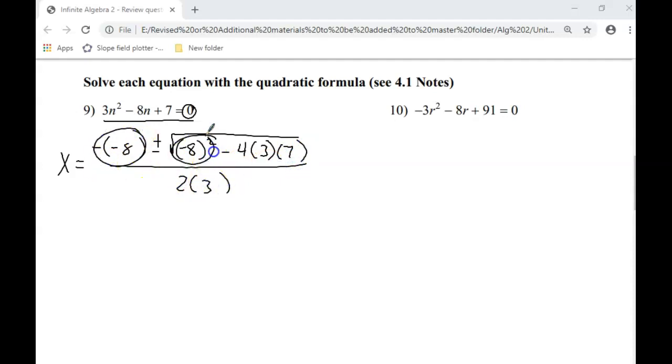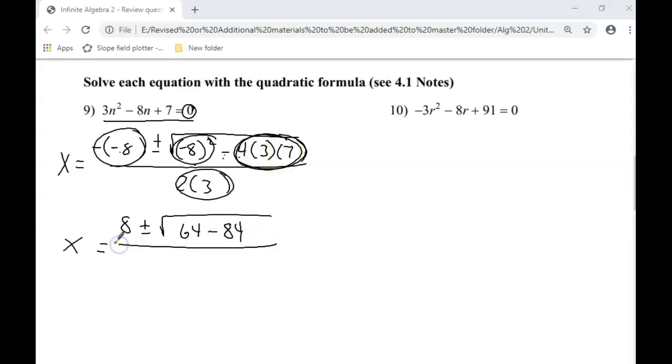So I simplify these 4 groups first. Double negatives gives me 8. 64 take away, you got to be careful here, bring down your minus. And sometimes if you end up with negatives over here, it can change things a little bit. I get 12 times 7, which is 84. 2 times 3 is 6. 64 take away 84 is -20. So that's the next thing you do, is simplify that.